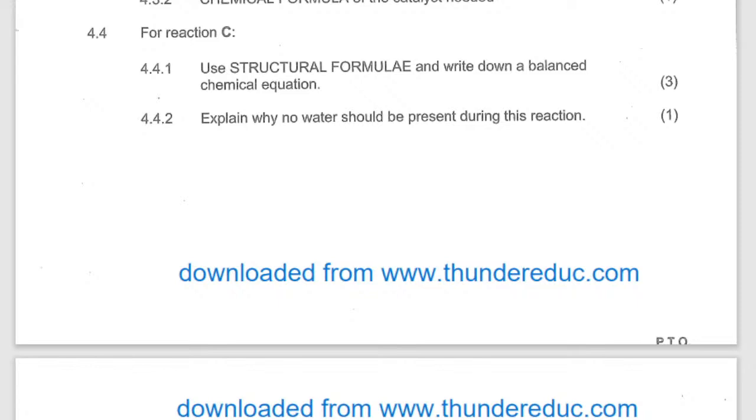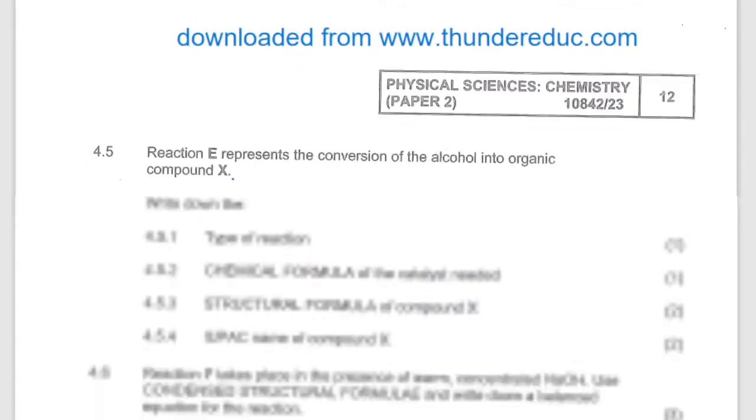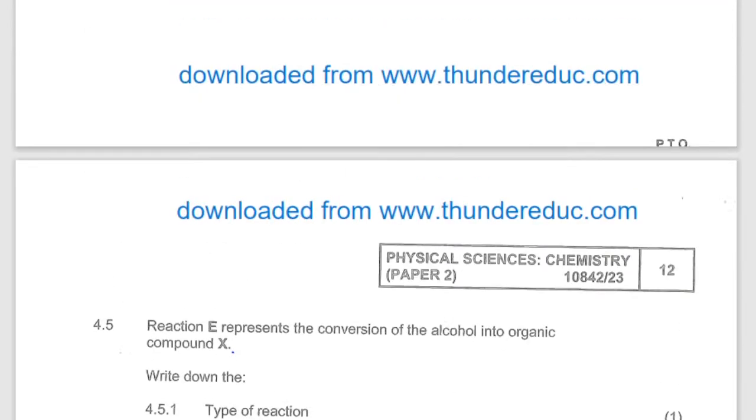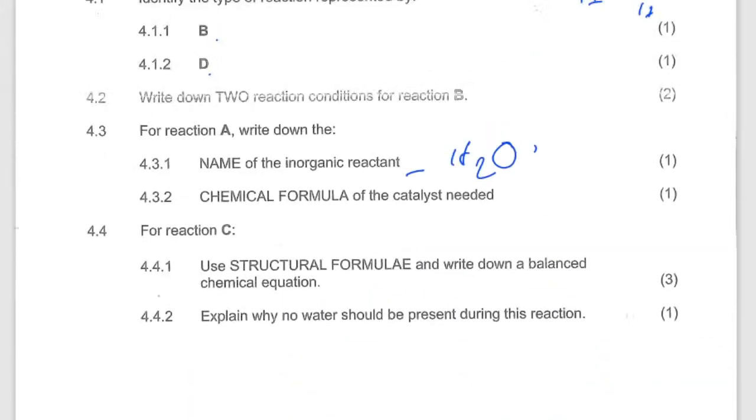Okay, let's go to the question and see what they are saying. The type of reaction, esterification, we know that. I even talked about it. The catalyst used is sulfuric acid. I told you, whenever I talk about esterification, it's sulfuric acid. Structure formula of compound X, you see? I even saw the IUPAC name of compound X. The structure formula of compound X is the same thing here.